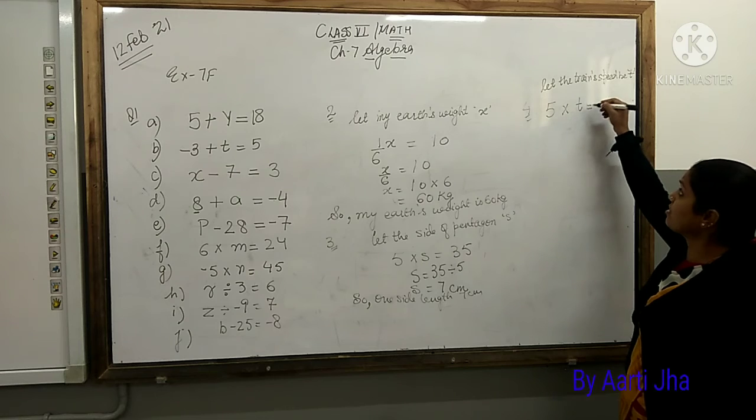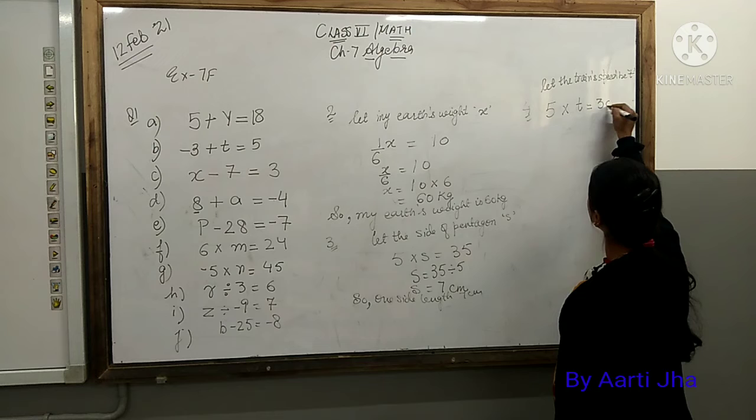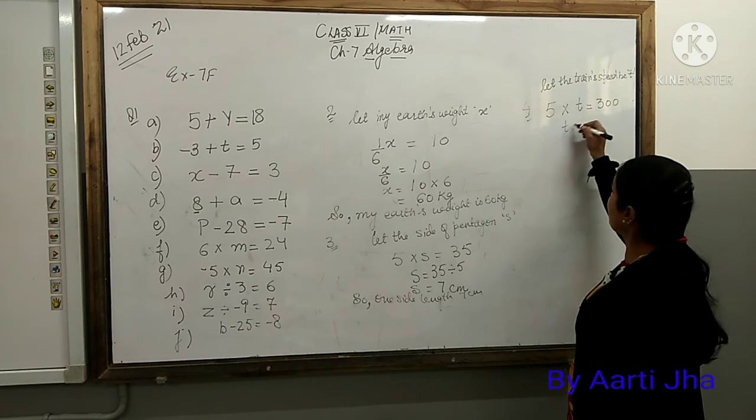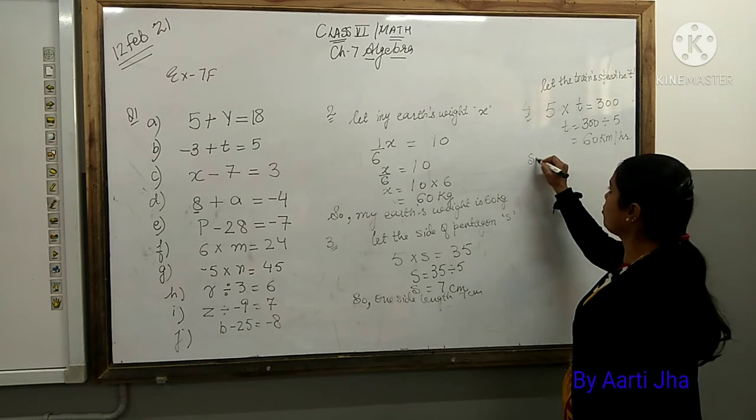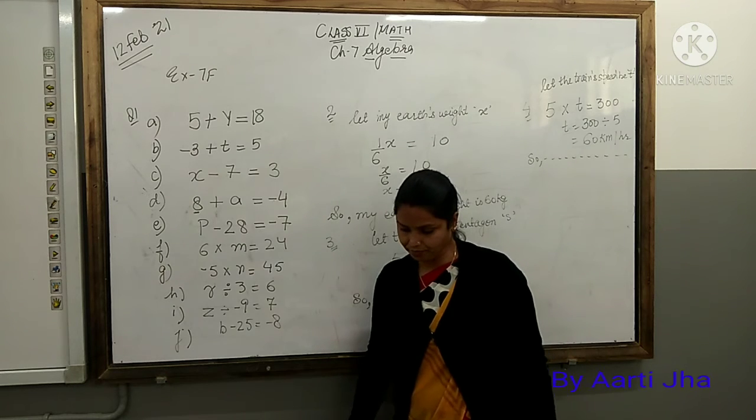Okay. Now how much is the train speed? It is 300. Now can I find the speed from here? Yes, I can. t value is 300 divided by 5, which gives 60 km per hour. So again you write, the speed of the train is 60 km per hour.